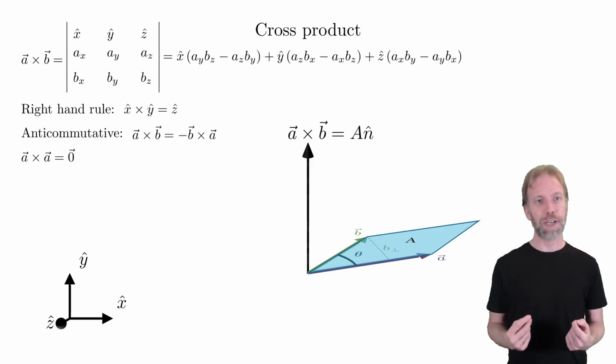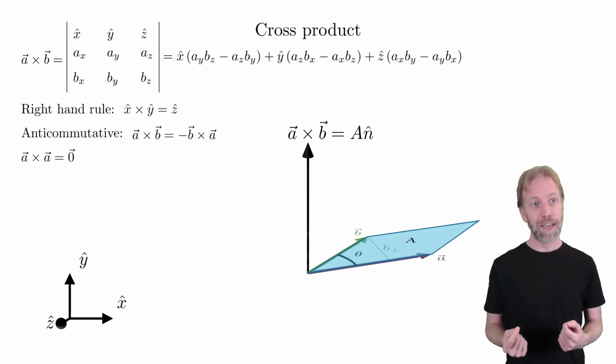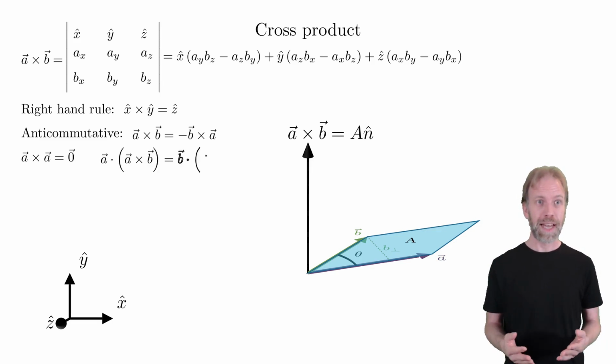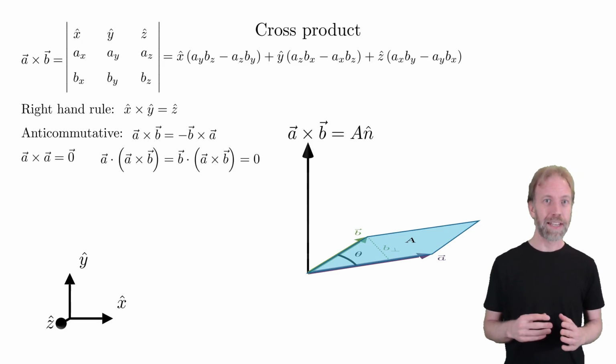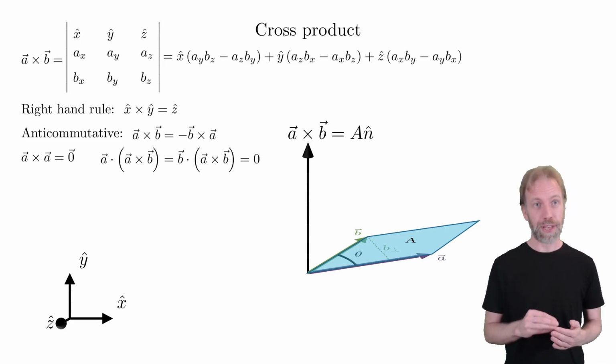If we take the dot product of any vectors A and B with A cross B, the result will be 0. This is a direct consequence of the cross product being orthogonal to both A and B, and the dot product with orthogonal vectors is 0.